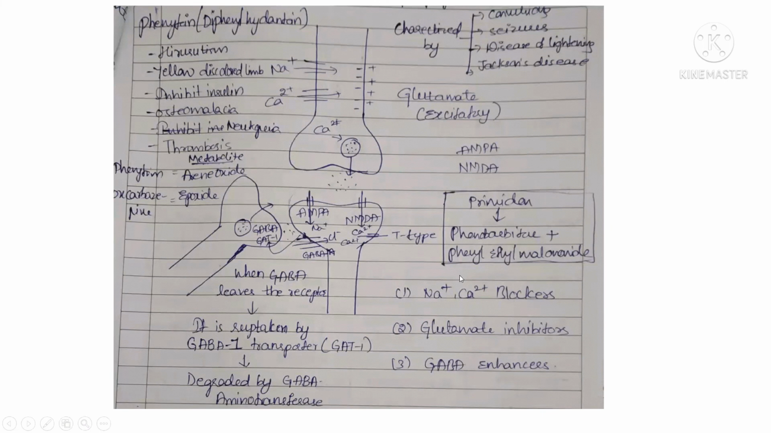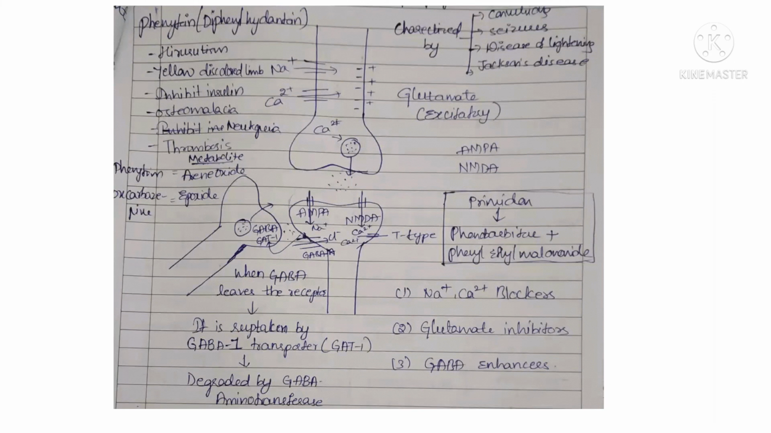That is the first target. And the second target is glutamate inhibitors. We can inhibit the release of glutamate into the synapse. That is one target. And the third target is GABA enhancers. GABA enhancers are nothing but the drugs which block this GABA1 transporter so that the GABA is not reuptaken into the nerve terminal. And also they will block the GABA aminotransferase enzyme so that this enzyme will not degrade the GABA. So these are the targets.